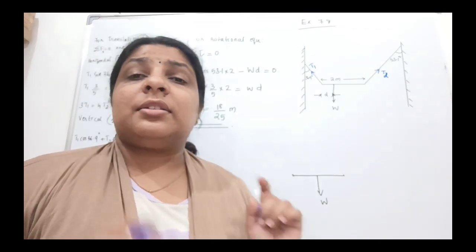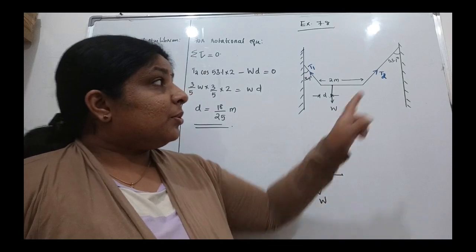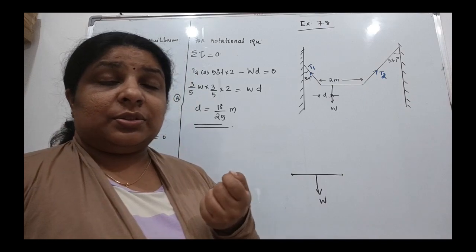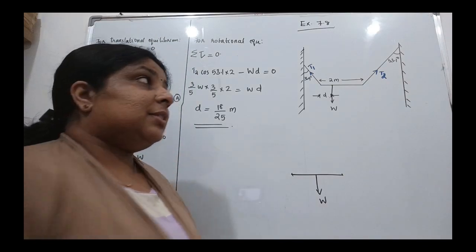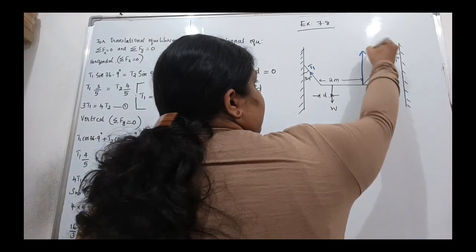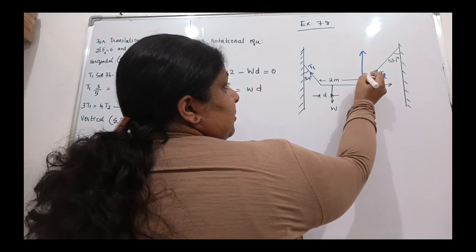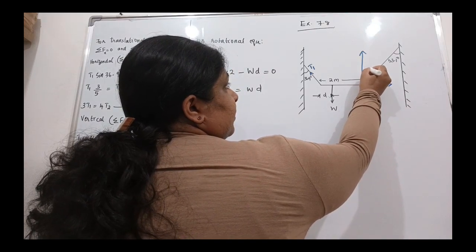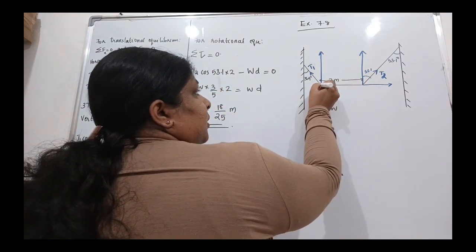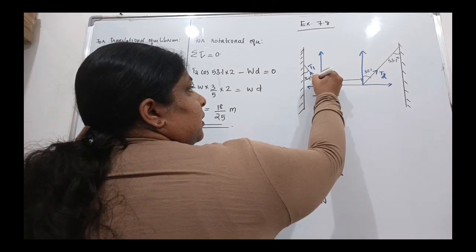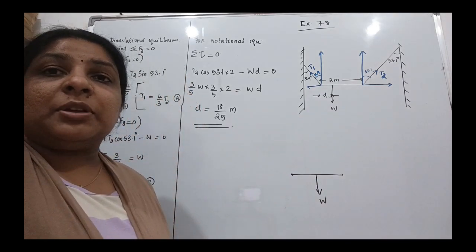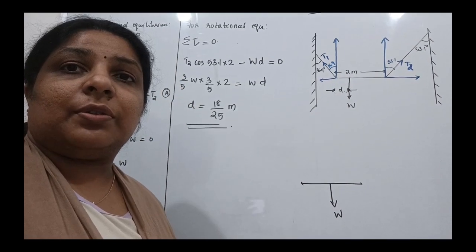Now I can resolve these tensions into two because this angle is given. I can resolve this tension into two components, that is vertical and horizontal components, T cos theta and T sin theta. Here if I draw a horizontal like this and a vertical like this, this angle is 53.1, so this will also be 53.1, and here also I will draw a vertical and a horizontal, and this will be 36.9.